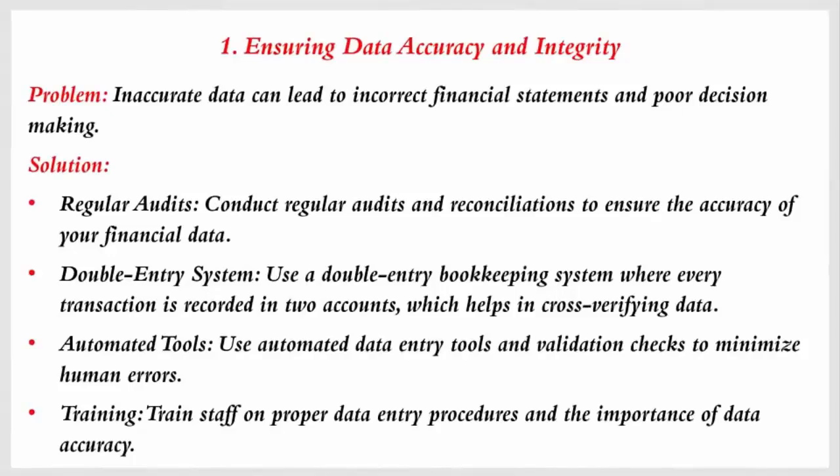1. Ensuring data accuracy and integrity. Problem: Inaccurate data can lead to incorrect financial statements and poor decision-making. Solution: Regular audits. Conduct regular audits and reconciliations to ensure the accuracy of your financial data. Double entry system. Use a double entry bookkeeping system where every transaction is recorded in two accounts, which helps in cross-verifying data. Automated tools. Use automated data entry tools and validation checks to minimize human errors. Training. Train staff on proper data entry procedures and the importance of data accuracy.